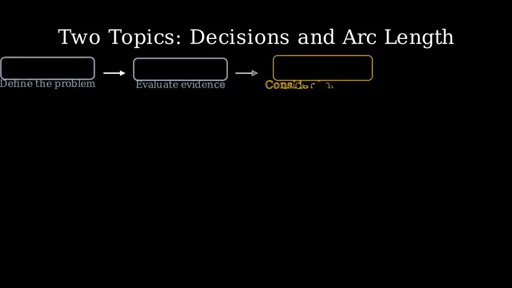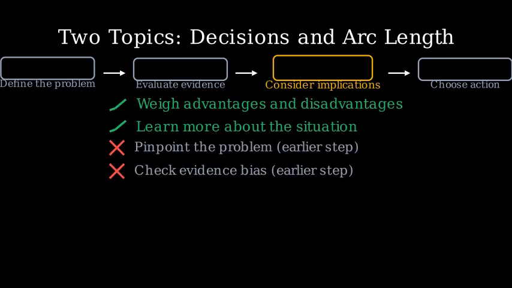When you consider the implications of a decision, you are looking ahead at possible outcomes and how they will affect you or others. Two actions directly support that forward-looking step. Number one, weigh the advantages and disadvantages. Number two, learn more about the situation.